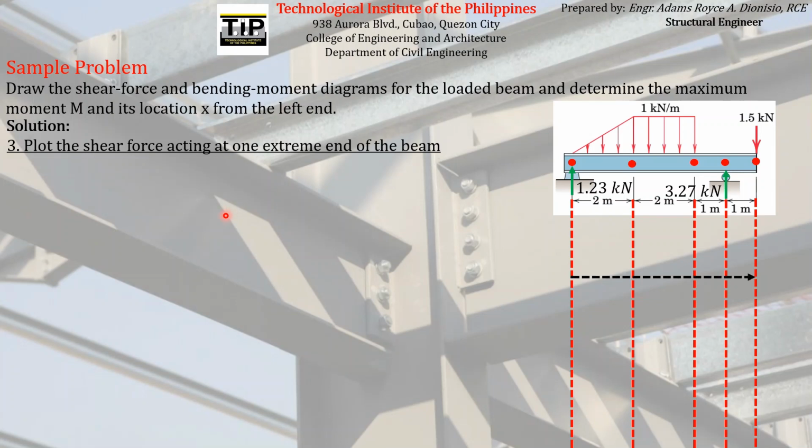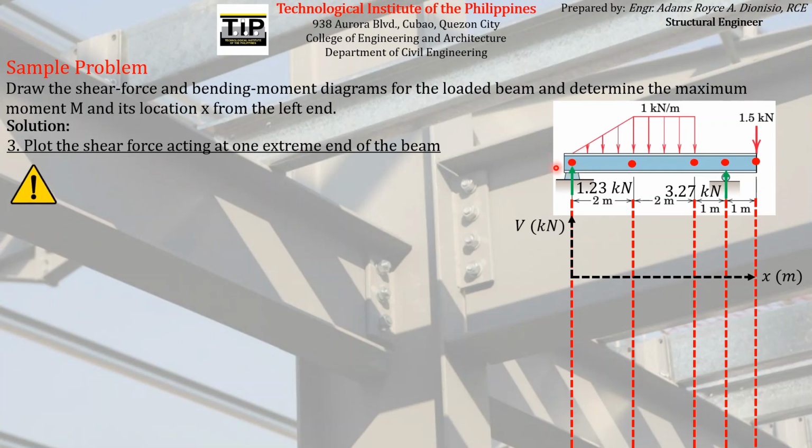You have to have first a coordinate system, of course, because you are plotting it. So let's just take this horizontal axis as x, which corresponds to the different locations of different points along the beam. And let's take this vertical axis as the magnitude of the corresponding shear force acting on the different points along the beam. So how can we plot the shear force at this extreme end?